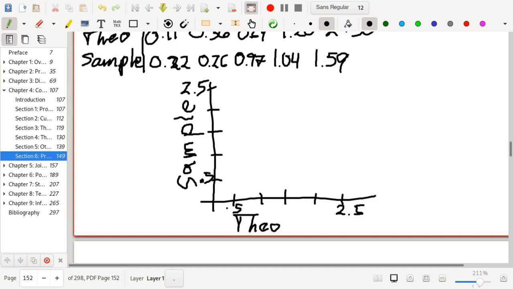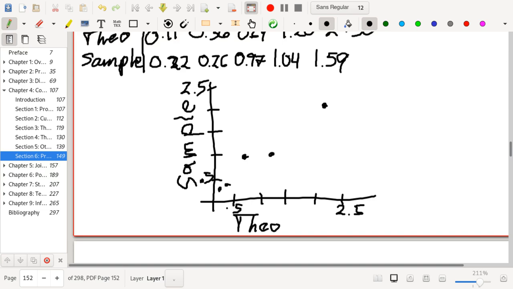Okay, so our first point to plot is 0.11 and 0.22. That's going to be about here. Then we got 0.36 and 0.26. That's about here. Then 0.69 and 0.97, about here. 1.20 and 1.04, so that's going to be about here. And 2.30 against 1.59. So that's about here.